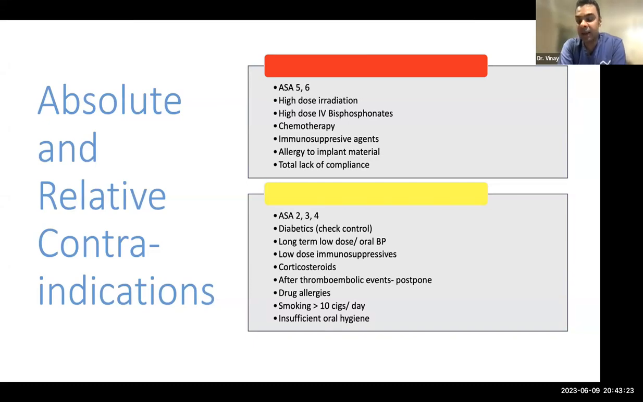Diabetic patients, we have to check control. I'm doing a randomized control trial on diabetic patients with implants, and I think it's going to show some really good results. Patients on long-term low dose oral bisphosphonates, it's a relative contraindication and not an absolute. Patients on low dose immunosuppressives, patients on corticosteroids, because their host response is rather limited. Patients after thromboembolic events, you try to postpone 6 months following that. Drug allergies, avoid the drugs that they are allergic to. Patients who are smoking more than 10 cigarettes a day, that's a relative contraindication. And patients with insufficient oral hygiene are relative contraindications. So when you look at contraindications for endosseous implants, this is the list I have.